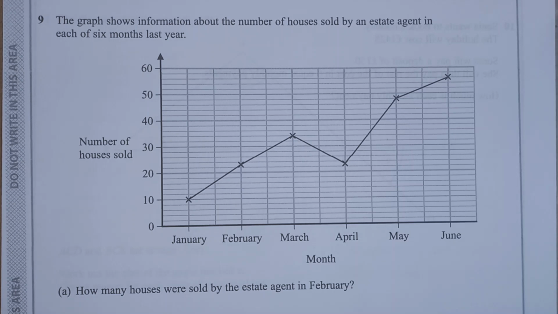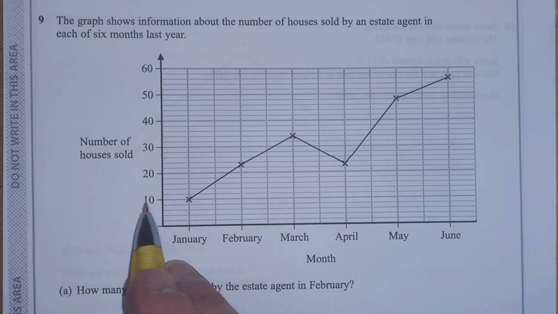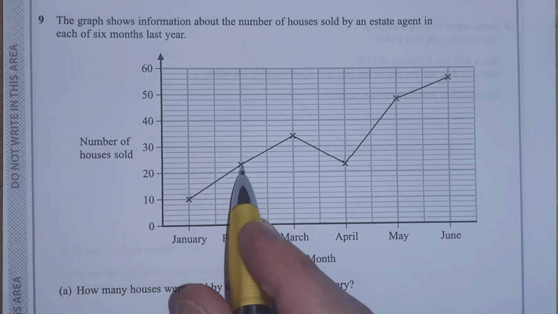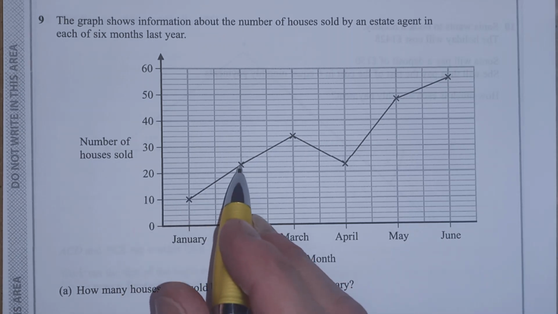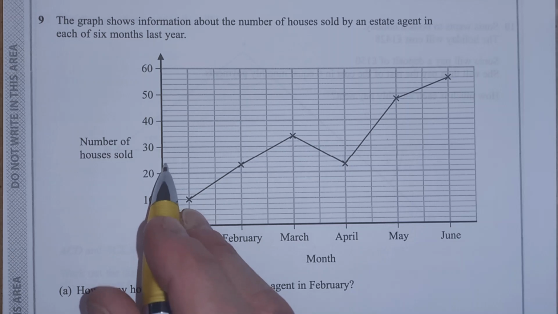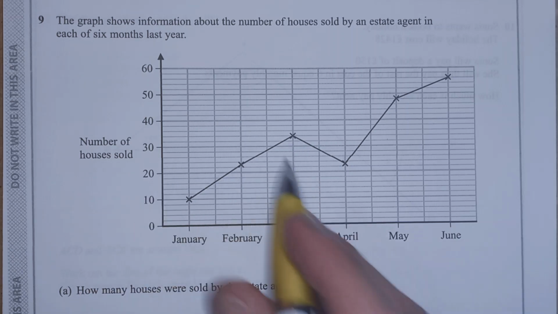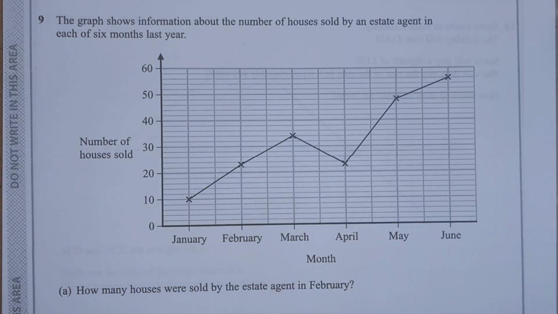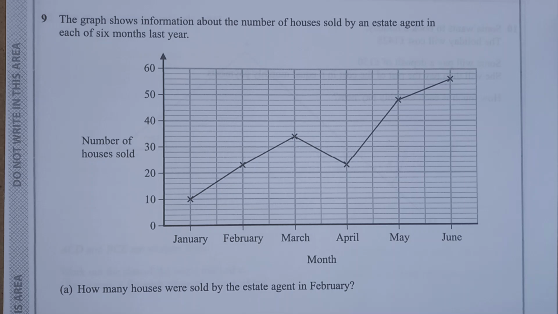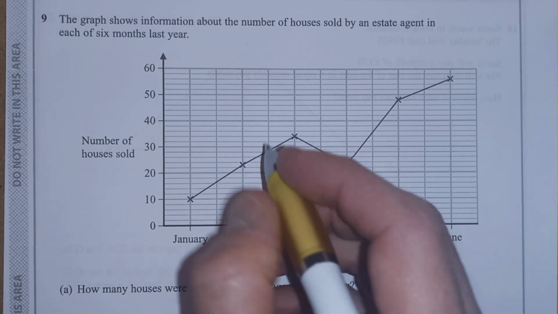Question 9. The graph shows information about the number of houses sold by an estate agent in each of 6 months last year. So we can see in January 10 were sold, in February that's probably between this and this, so that would be 22, 24, so that would be 23, and we can carry on. Part A, how many houses were sold by the estate agent in February? Well, that's what we were just looking at.